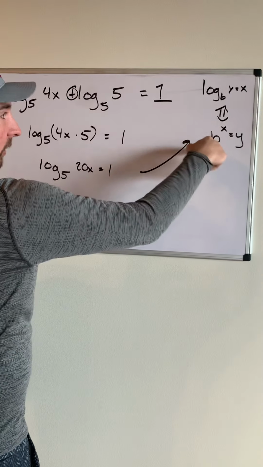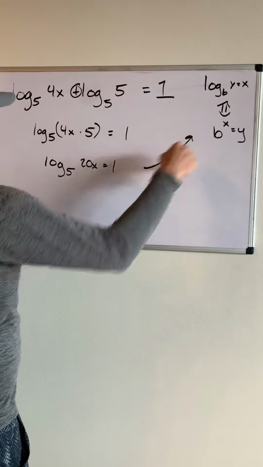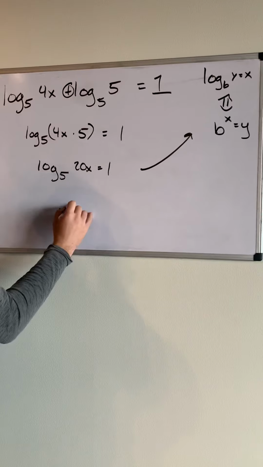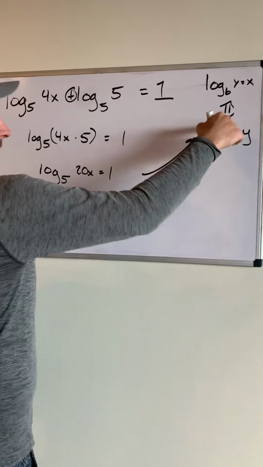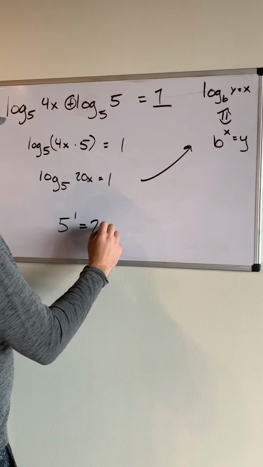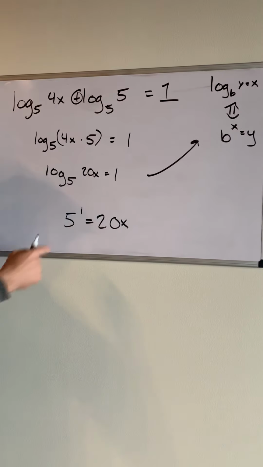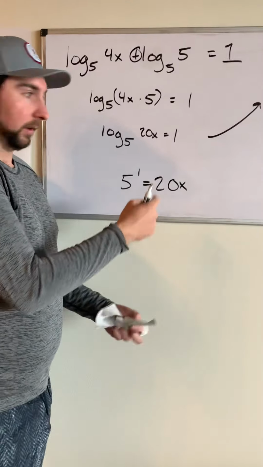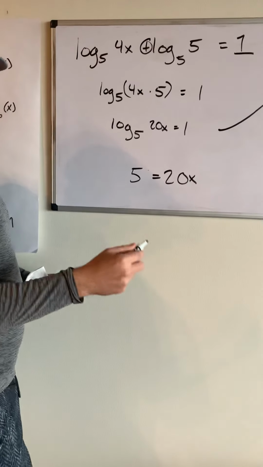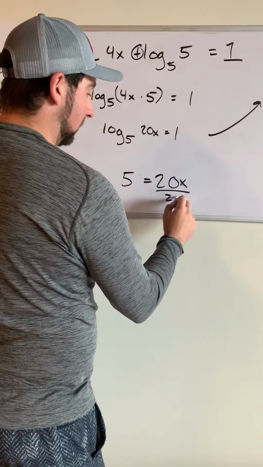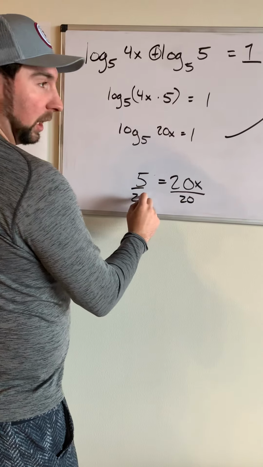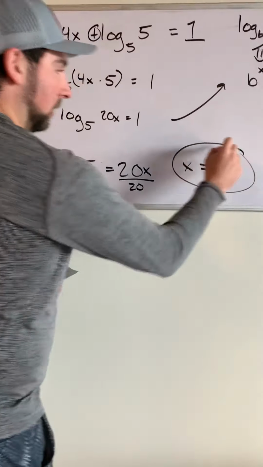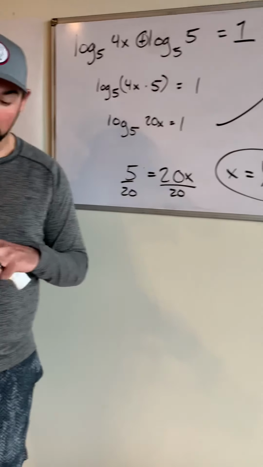So I convert it to this. B becomes, okay, so I have 5. X is 1, so that becomes 5 to the first power, and that should equal my y, which is 20x. 5 to the first power is just 5. So I have 5 equals 20x. Okay, divide by 20, divide by 20. X equals 1/4.